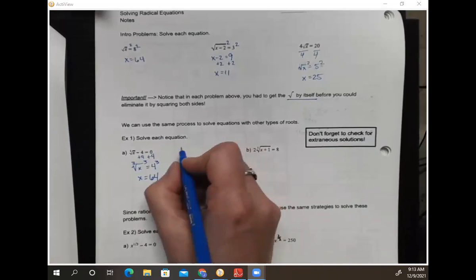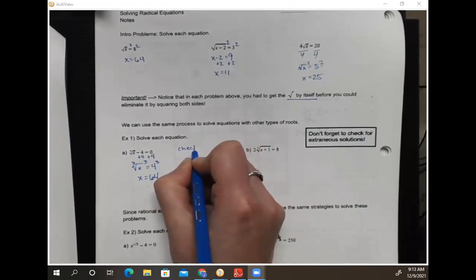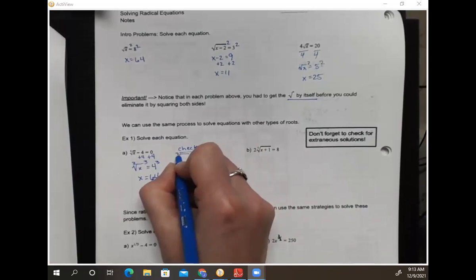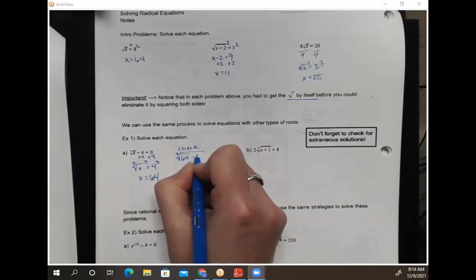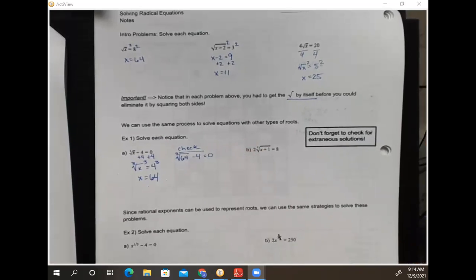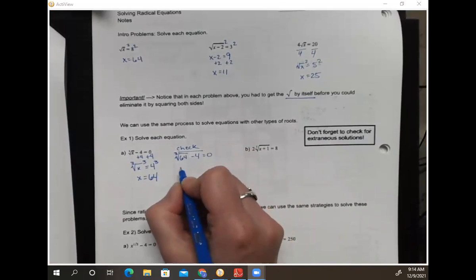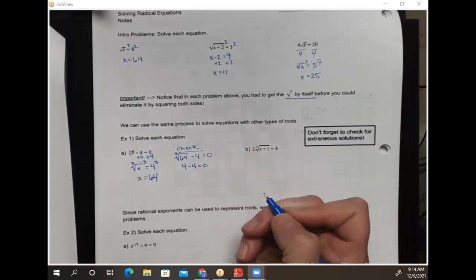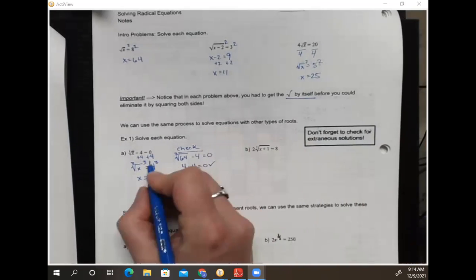Okay, so to check, I'm going to take that value and plug it back in. So the cube root of 64 minus 4, I'm going to know, does that equal 0? The cube root of 64 is 4. Does 4 minus 4 equal 0? Yes, so this one's okay.